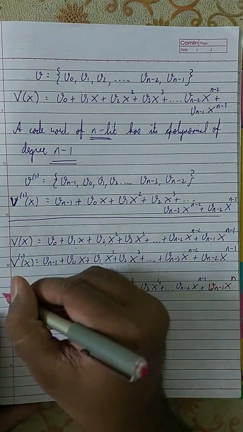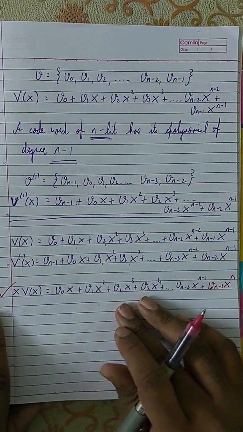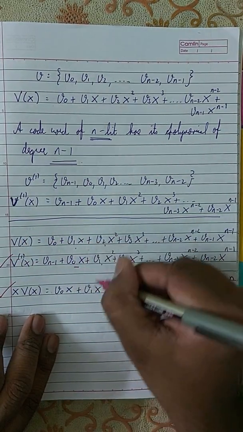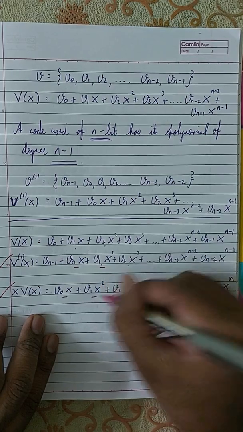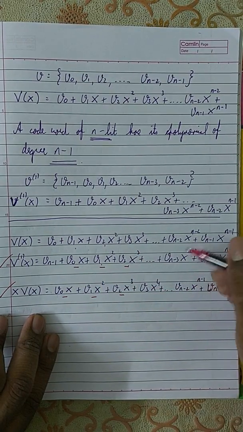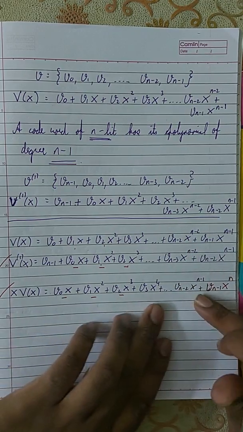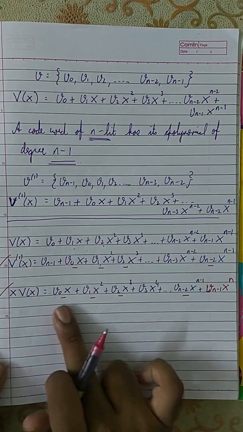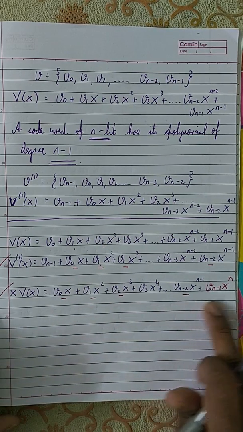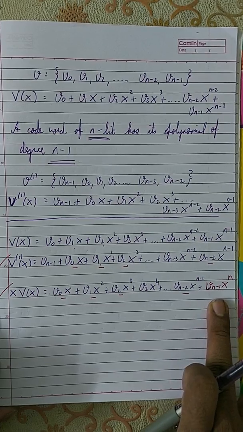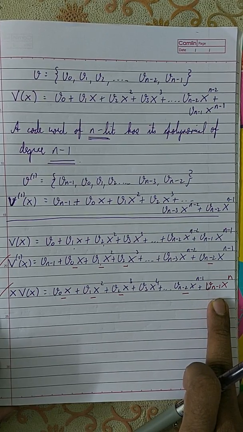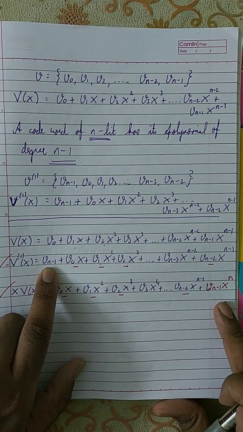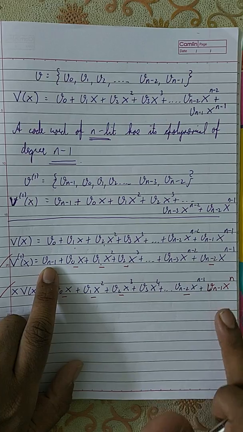And when you compare this polynomial with this polynomial, you can see that every term is the same, right? You see over here also, this term comes before this. So every term is the same except the last term. The last term over here is vn minus 1 x raised to n, whereas over here it is only vn minus 1. So this is the only difference.